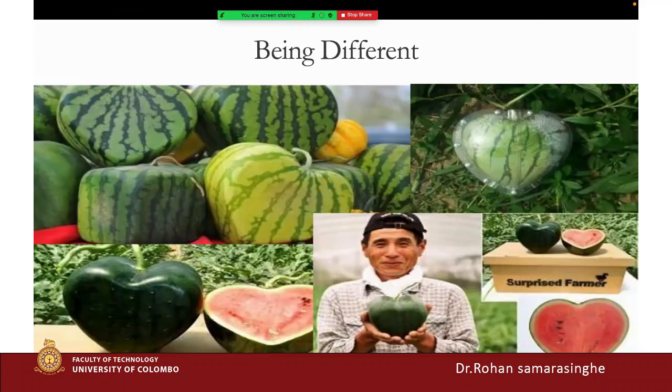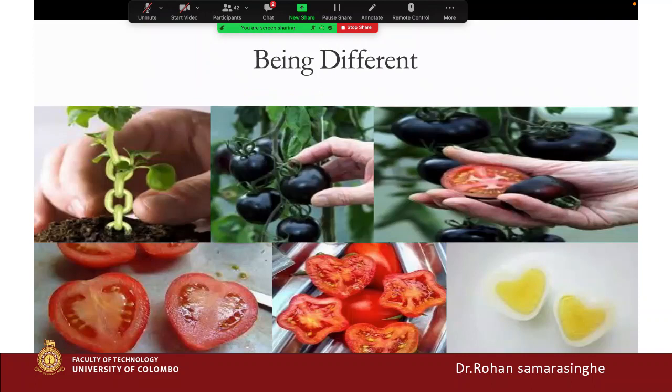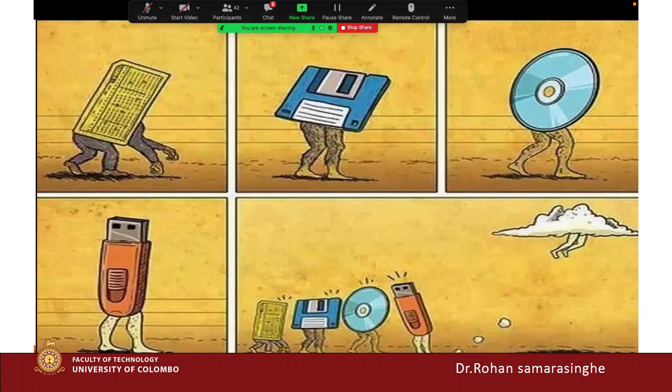And also consider these things. I just want to show you the differences. You can see these types of watermelon, actually, created using different devices or something like that. They have created it in a different pattern. And here you can see a different thing, this in agriculture technology.